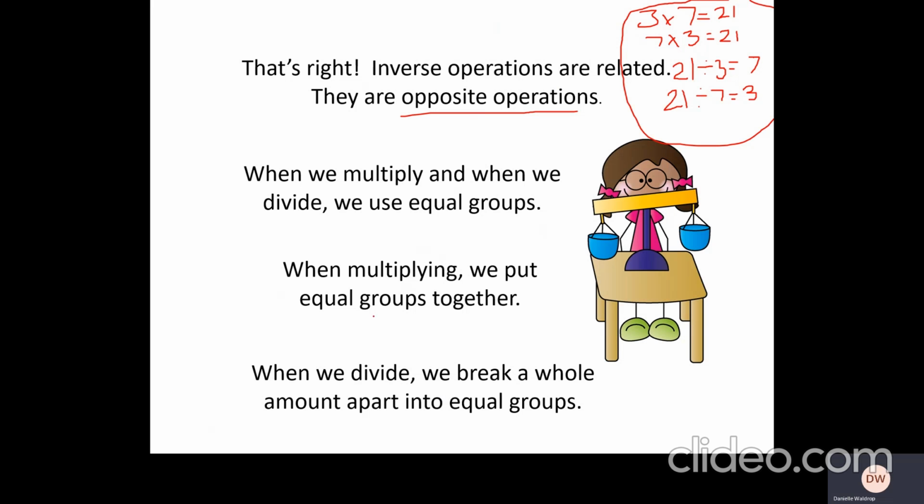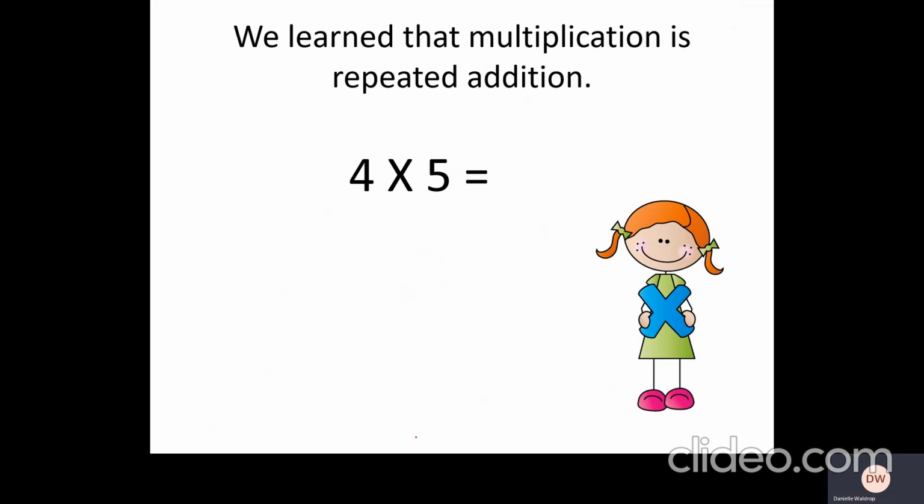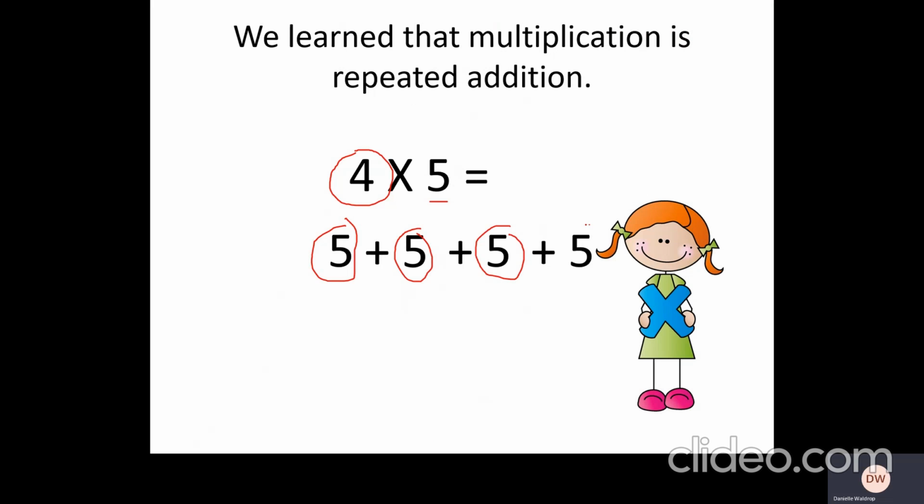So just remember, multiplying means you're going to put groups together. Dividing, we're going to break groups apart into smaller equal groups. Okay, we learned that multiplication is repeated addition. 4 times 5 is the same as saying 4 groups of 5. So 1 group, 2 groups, 3 groups, 4 groups. 5 plus 5 plus 5 plus 5. 4 times 5 is 4 groups of 5. Okay? And of course, when you add that up, 5, 10, 15, 20, you're going to get a product of 20.